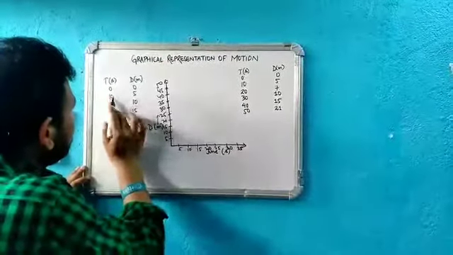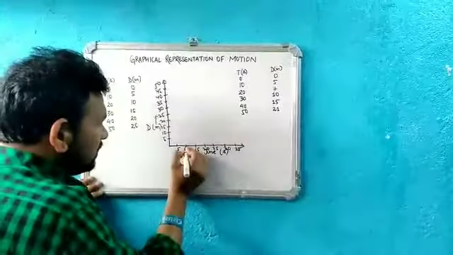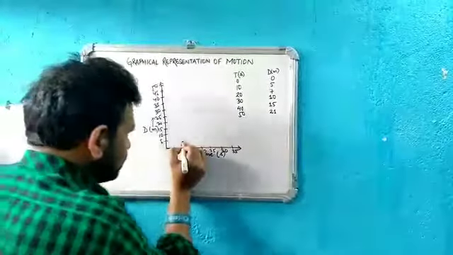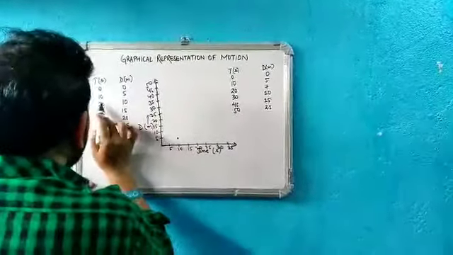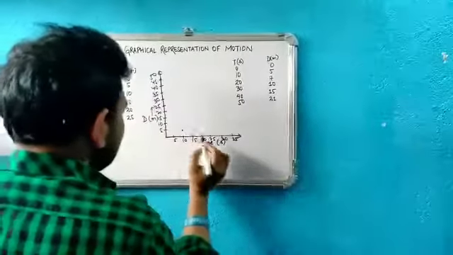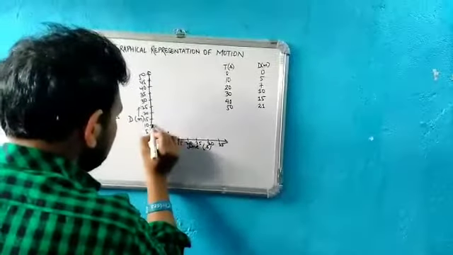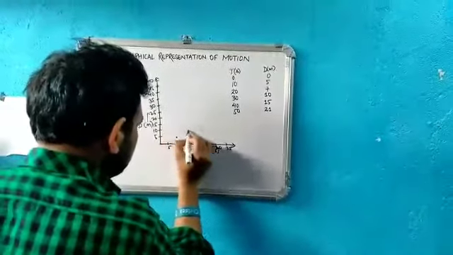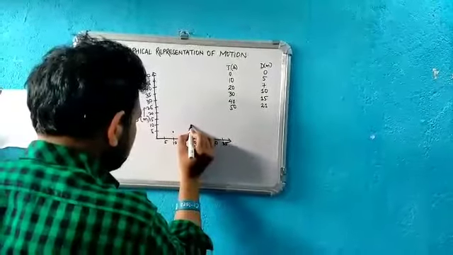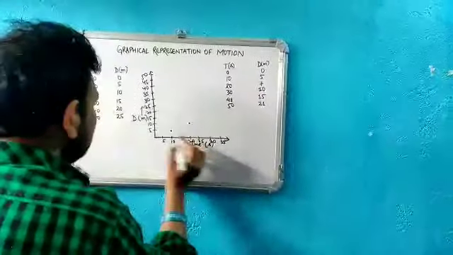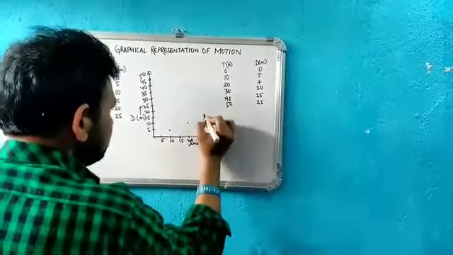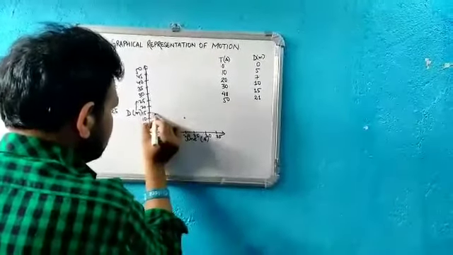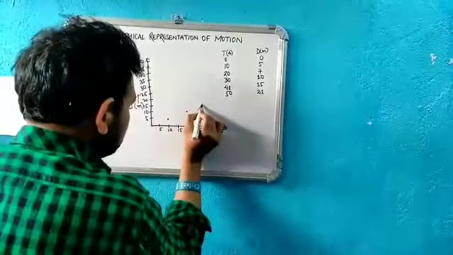When time equal to 10, d equal to 5, it will be somewhere here. This is the second point. Time t equal to 20, d equal to 10. It won't be perfect, I'm telling you, but still. Time t equal to 30, d equal to 15 will be around here, roughly.